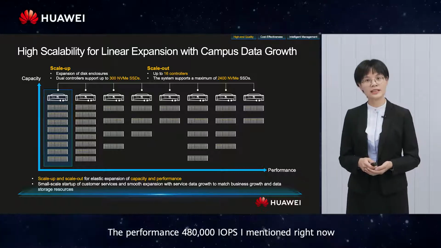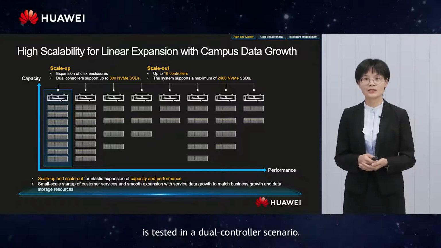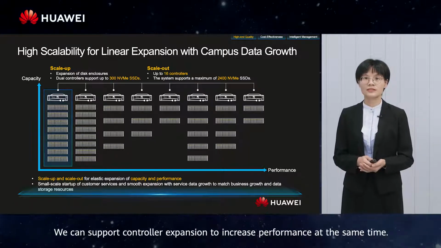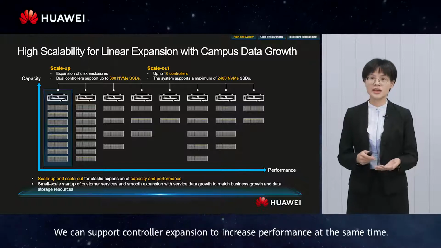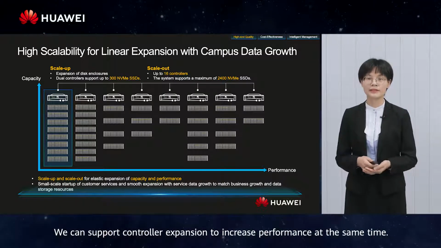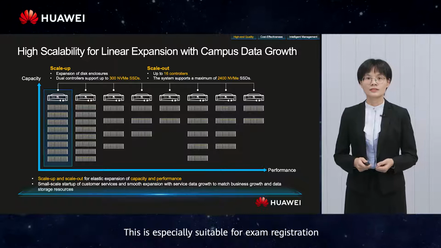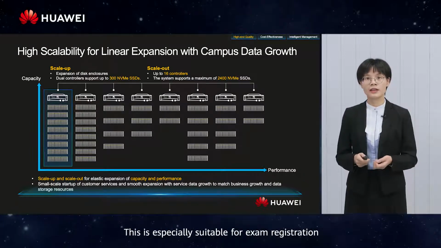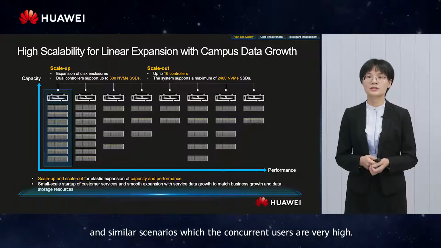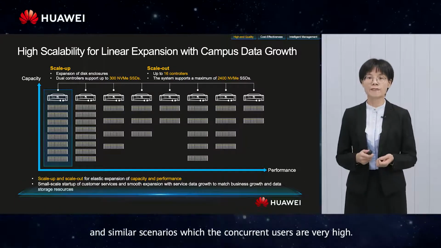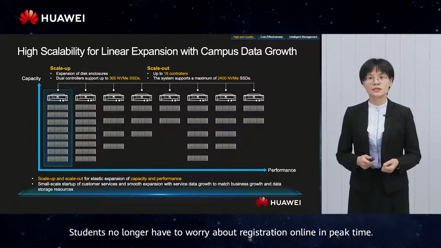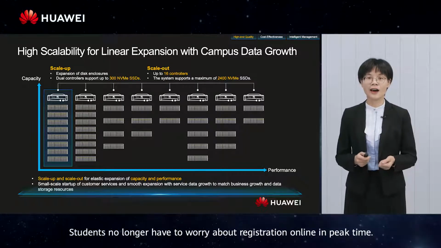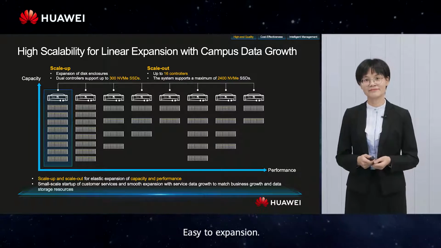The performance of 480,000 IOPS I mentioned just now is tested in a dual controller scenario. We can support controller expansion to increase performance at the same time. This is especially suitable for exam registration and similar scenarios, where the number of concurrent users is very high. Students no longer have to worry about registering online at peak time, and it is easy to expand.